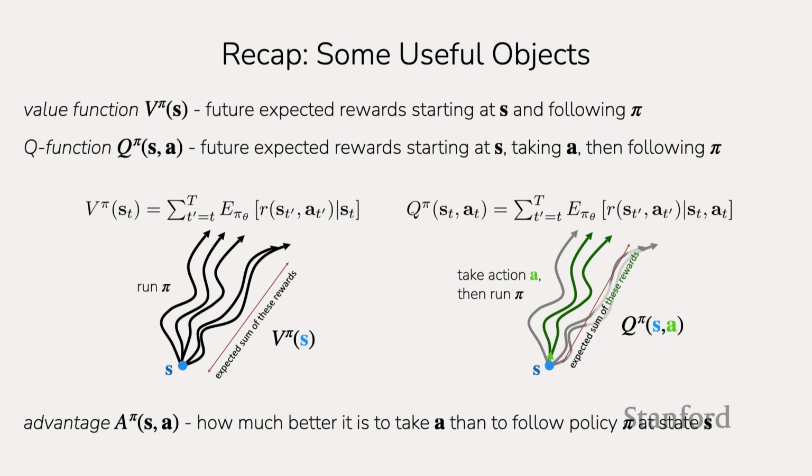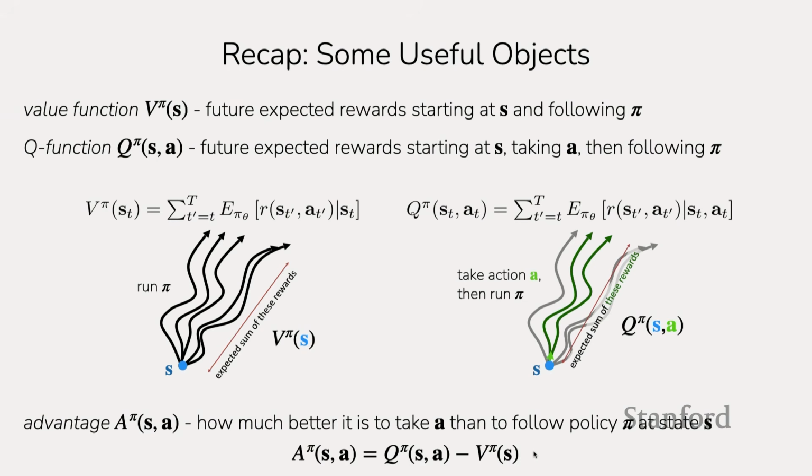Great. Then we also talked about the advantage function, and this is essentially how much better is it to take one action than to follow the policy. And we can think of this as the Q function for that state and action minus the value function at that state. And these are all for a particular policy pi.